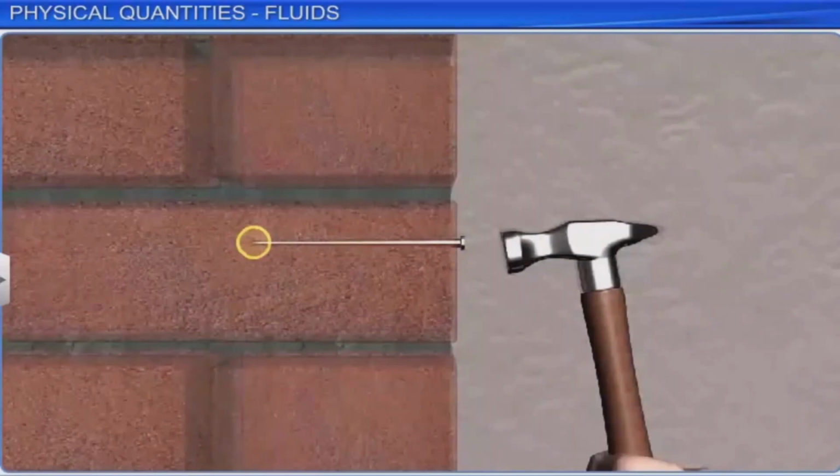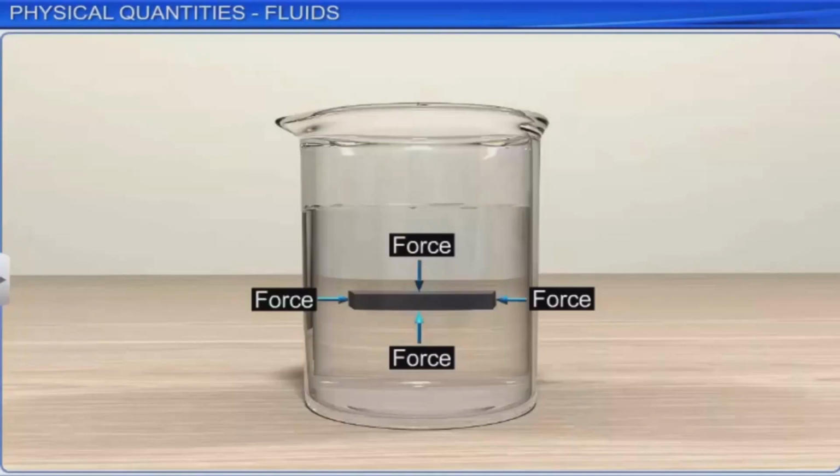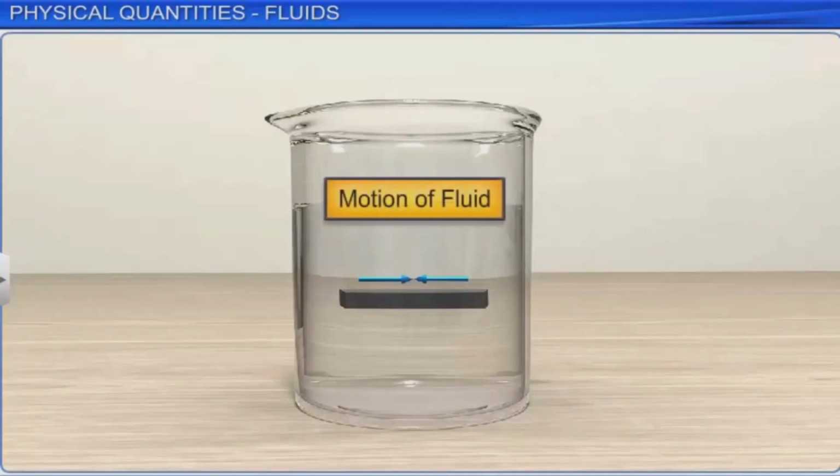Here, the force exerted on the nail is perpendicular to the surface on which it is applied. Similarly, the force exerted by a fluid on an object submerged in it is always perpendicular to the object's surface at all points. This is because if there were a force parallel to the surface of the object, then, according to Newton's third law of motion, the object would resist the force in the opposite direction, which would cause motion of the fluid along the surface of the object.